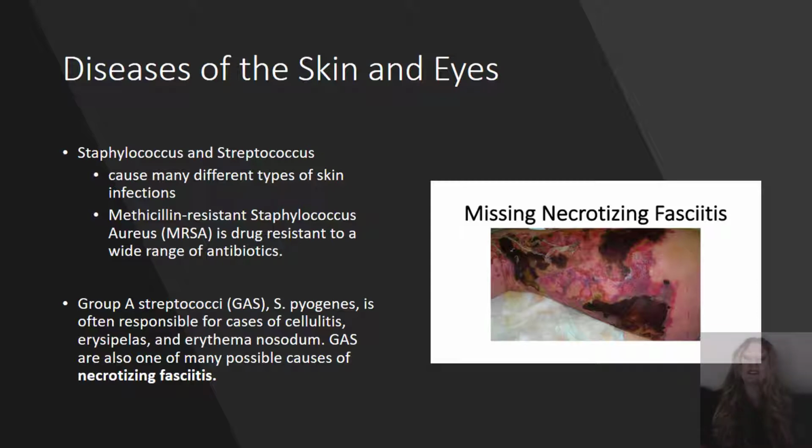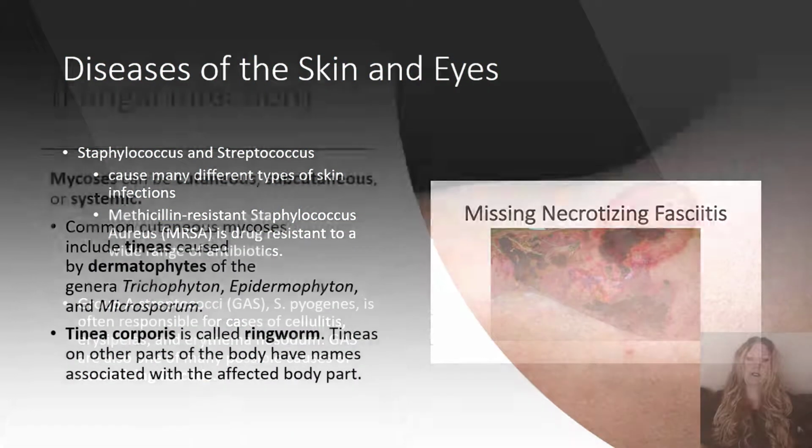This is a drug-resistant strain of Staphylococcus, and it is resistant to a wide range of antibiotics and is commonly found in hospital settings. Group A streptococci, or GAS, is often responsible for cases of cellulitis and is also one of the many possible causes of necrotizing fasciitis, like we see here in this photo.